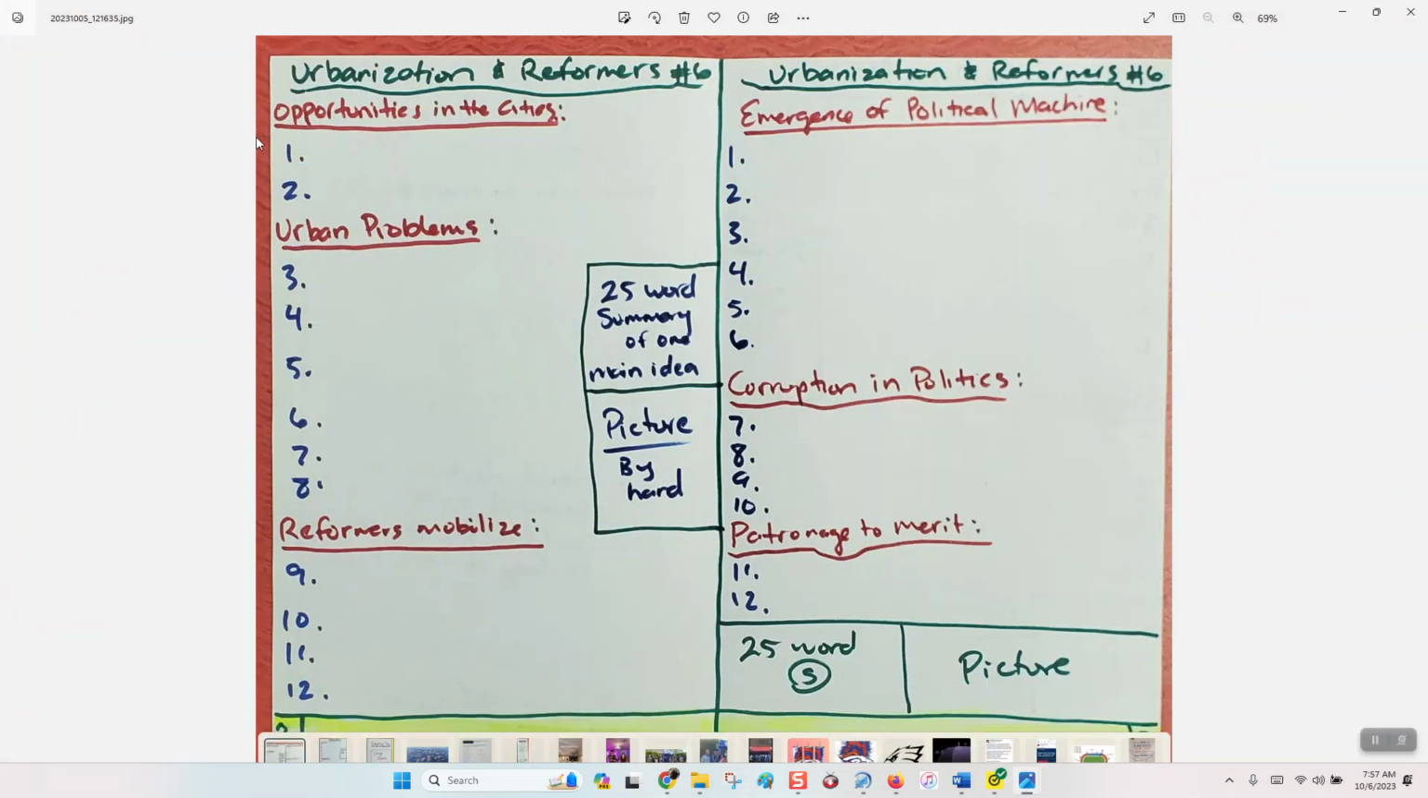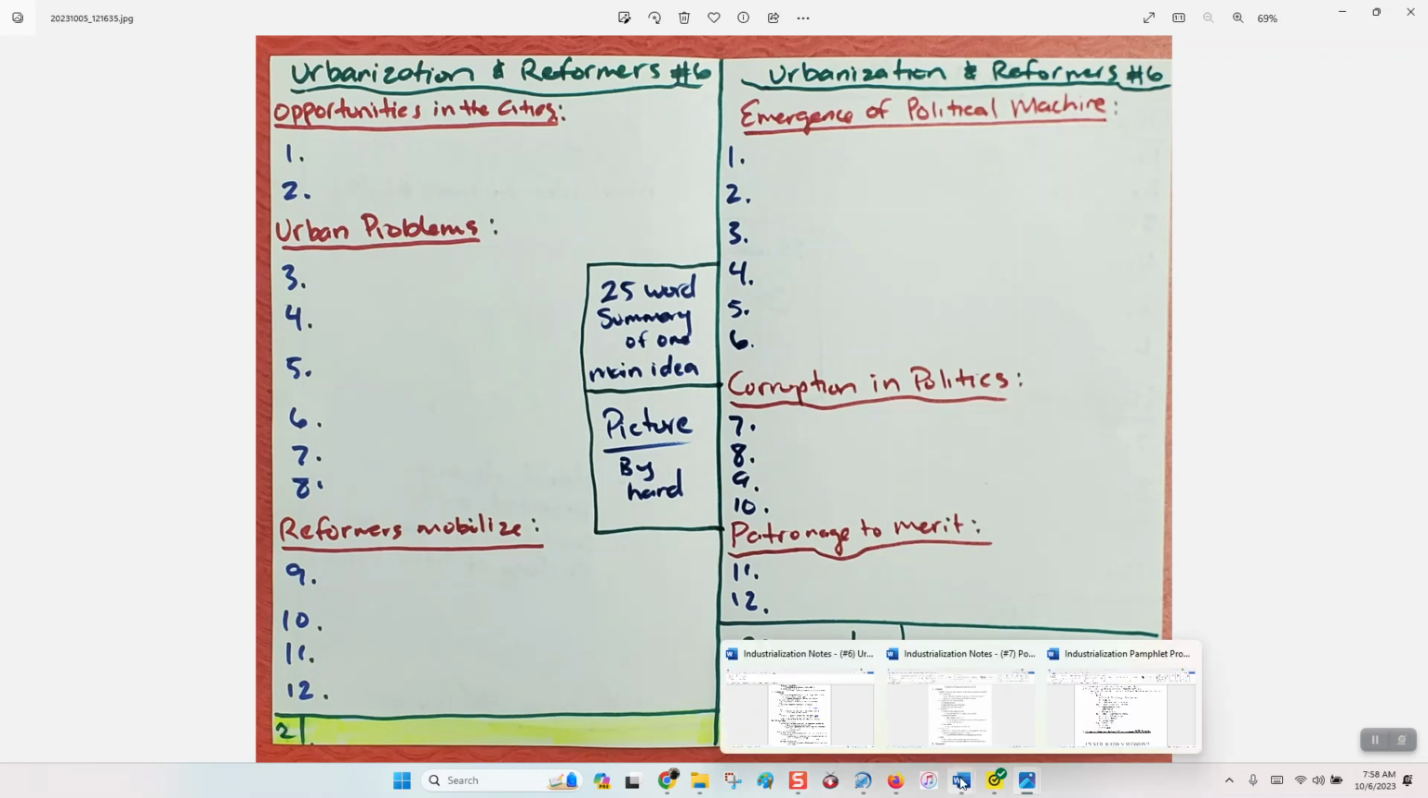And as you can see, I put the name of the notes at the top: urbanization reformers note 6, and then the 3 sections that you're going to be covering: opportunities in the cities, urban problems, and reformers mobilized. And you're going to write 12 main ideas from these 3 sections.